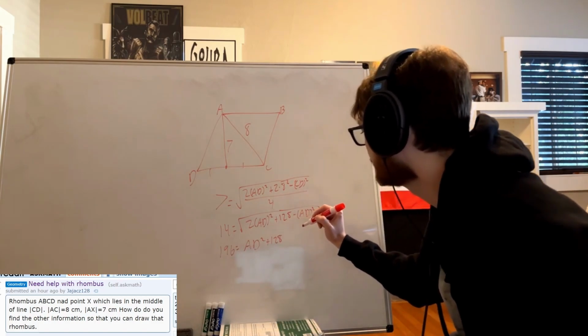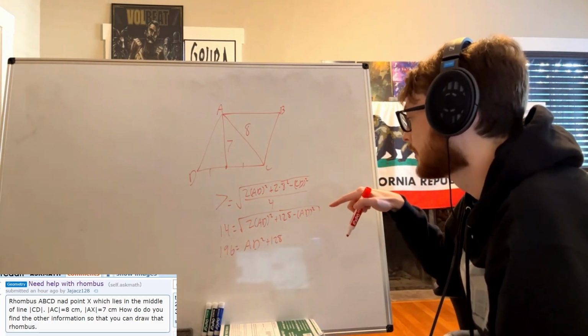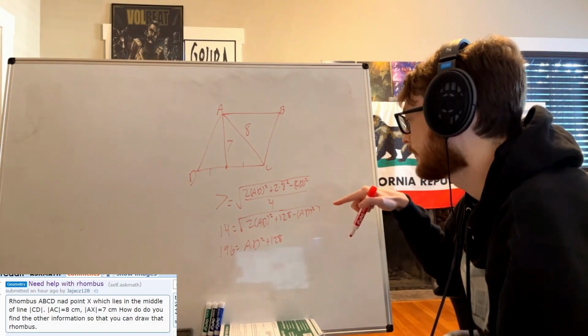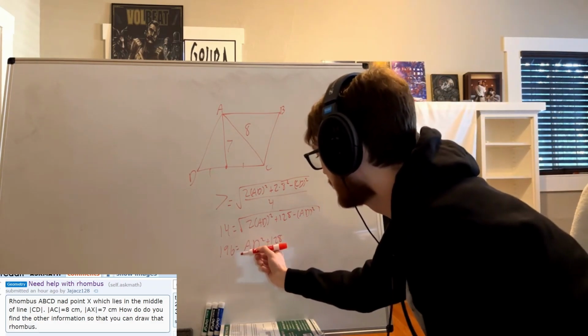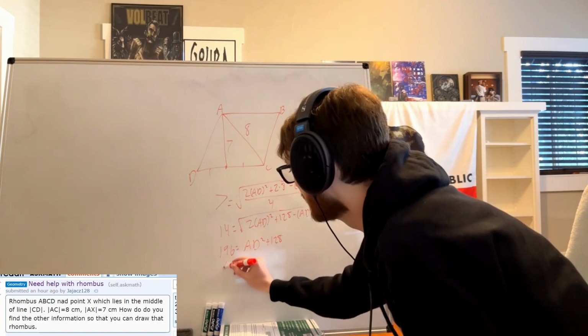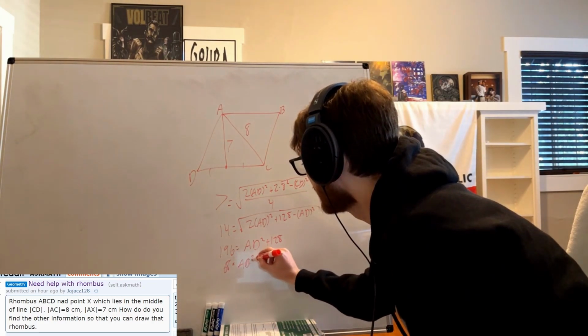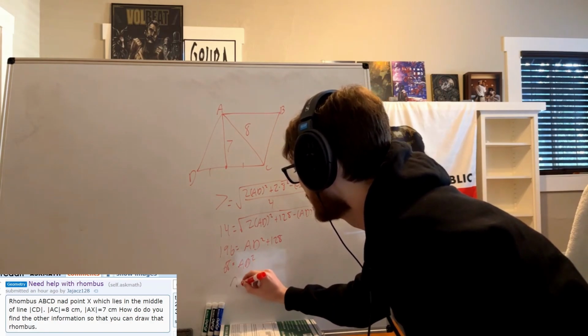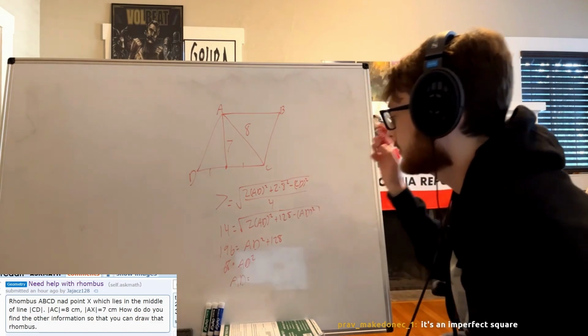It's 128. Subtract 128. 68. Yeah, 68. That's not a D at all. Then you square each side. You get AD is, oh gosh.